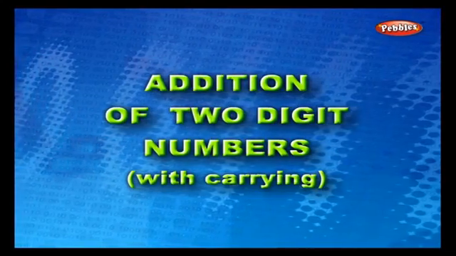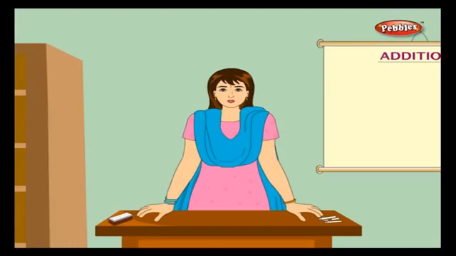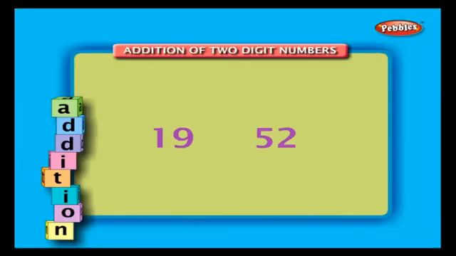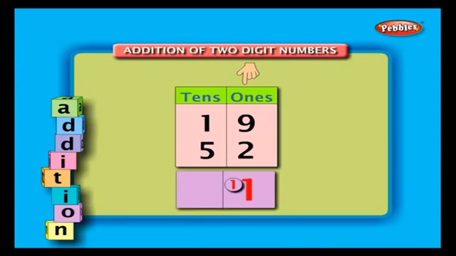Addition of two-digit numbers with carrying. Let us understand this with some examples. Example 1. Add the numbers 19 and 52. Arrange them in columns. Add the ones column. 9 plus 2 is equal to 11. We cannot write 11, which is a two-digit number, below the ones column.